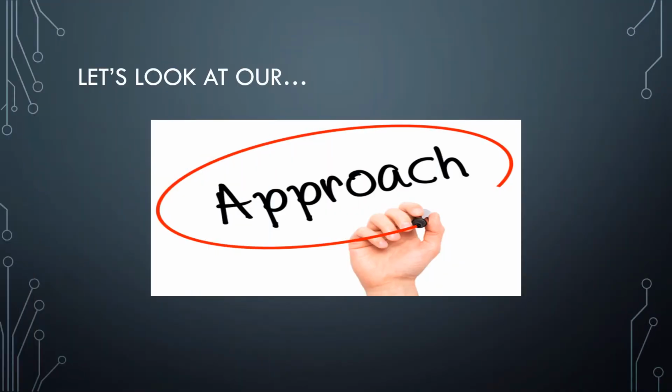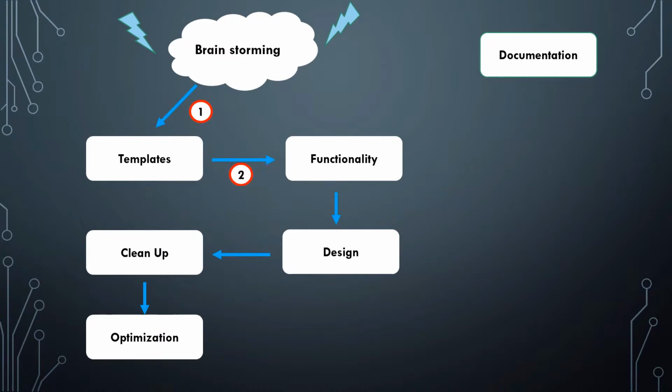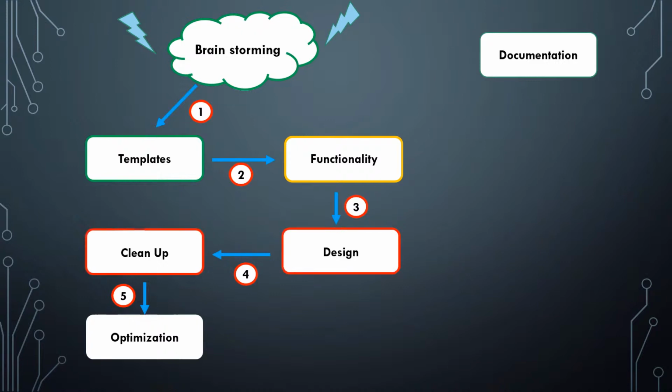Okay, thank you Shavana for the introduction. Before we get into the demo, let's have a look at our approach. There are 6 major steps in our approach. We've currently completed the brainstorming and templates aspect. We're currently working on the functionality. That leaves design, cleanup, and optimization. All the while, documentation is taking place. Note that not a lot of time has been spent on the design, and most of the priority has been put onto functionality. With that in mind, let's have a look at our game so far.